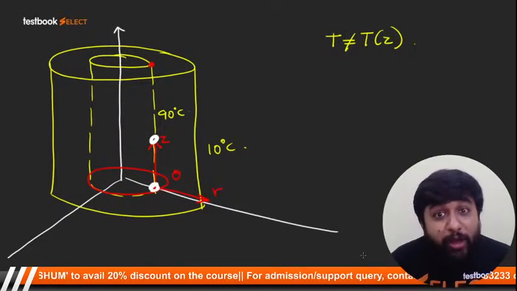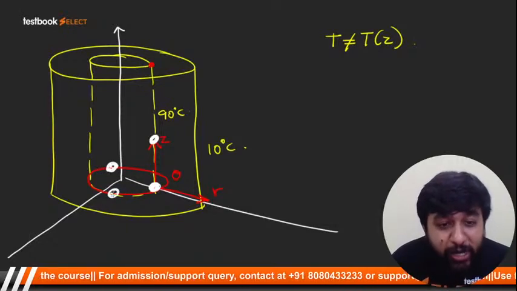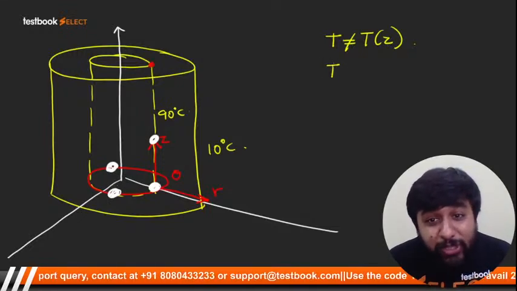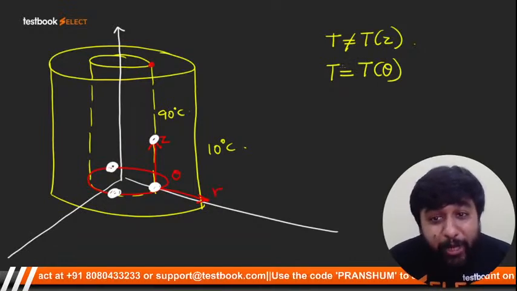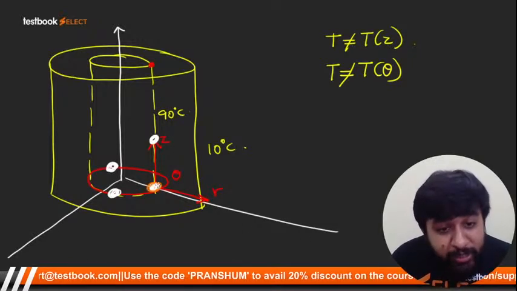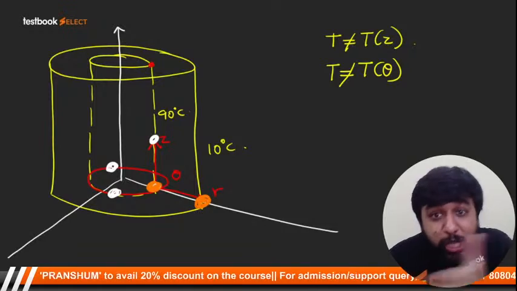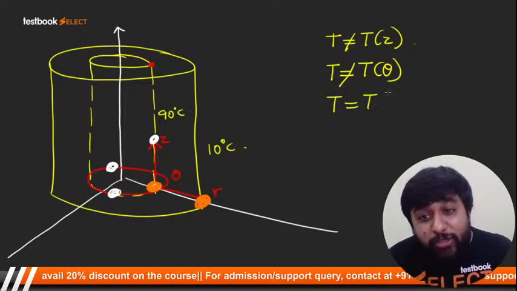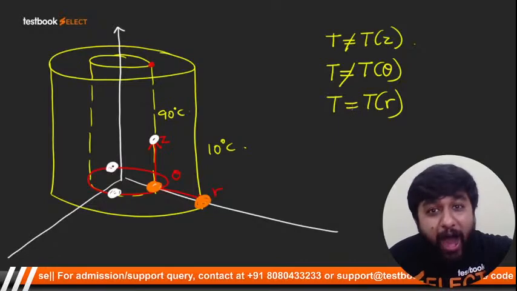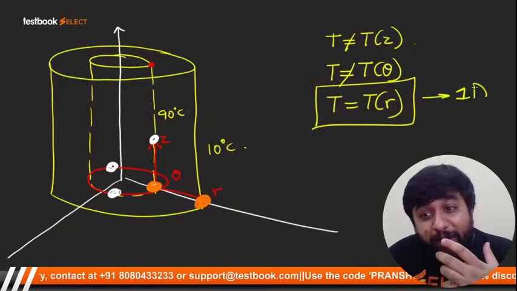Now let me move along the circumference. What is the temperature here? 90. Here? 90. Here? 90. All the points lie on the same surface, so temperature is not a function of theta. It is not changing along the circumference. But if I compare this point, where the temperature is 90, and this point, where the temperature is 10, temperature is changing along R. So temperature is a function of R. It is not a function of Z and theta, only of R. So temperature is a function of only one space coordinate. Therefore, now it is a 1D function.